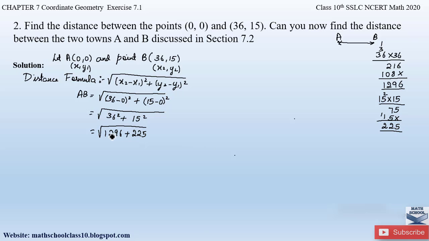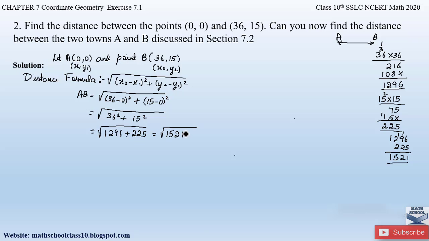So 225 plus 1296, adding how much you get, 1296 plus 225. So 6 plus 5 it is 11, 9 plus 1 it is 10, 10 plus 2 it is 12, carry 1, again 2 plus 2 it is 4 plus 1 it is 5, carry 1. So we have to find out here the square root of 1521, right?